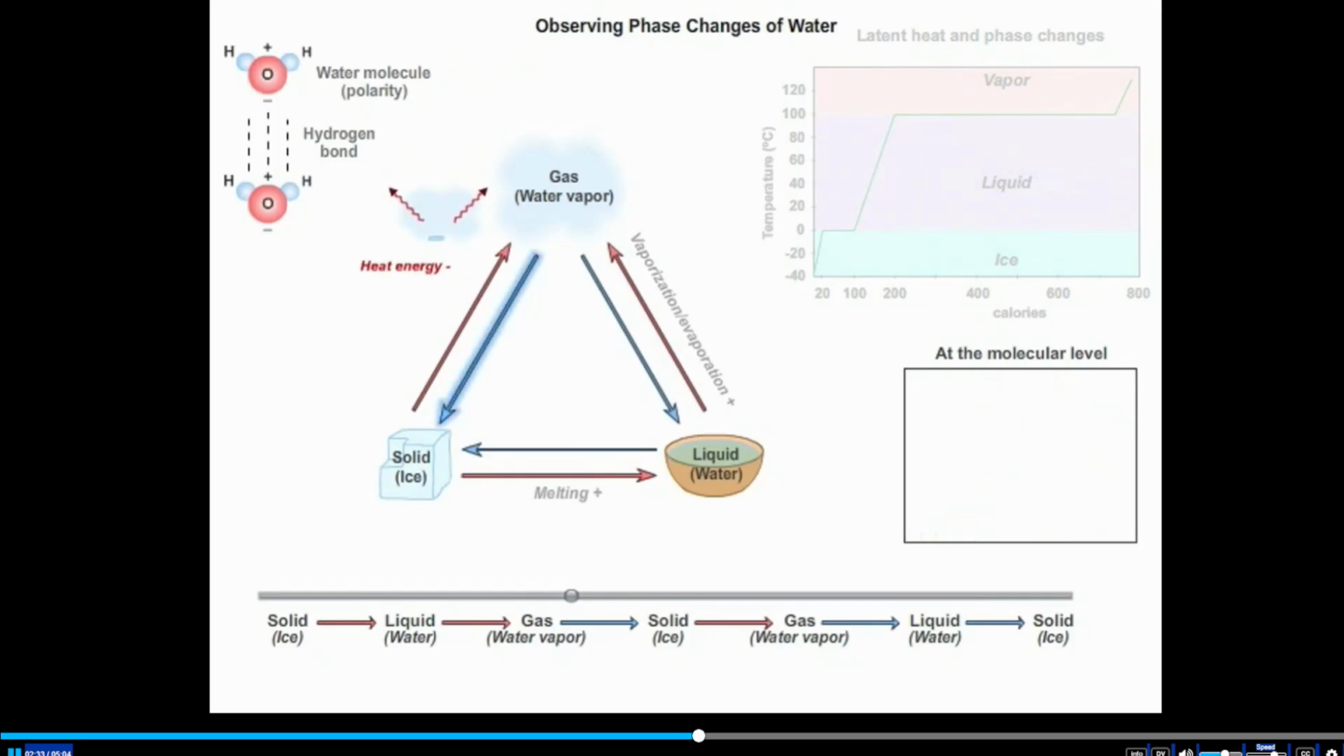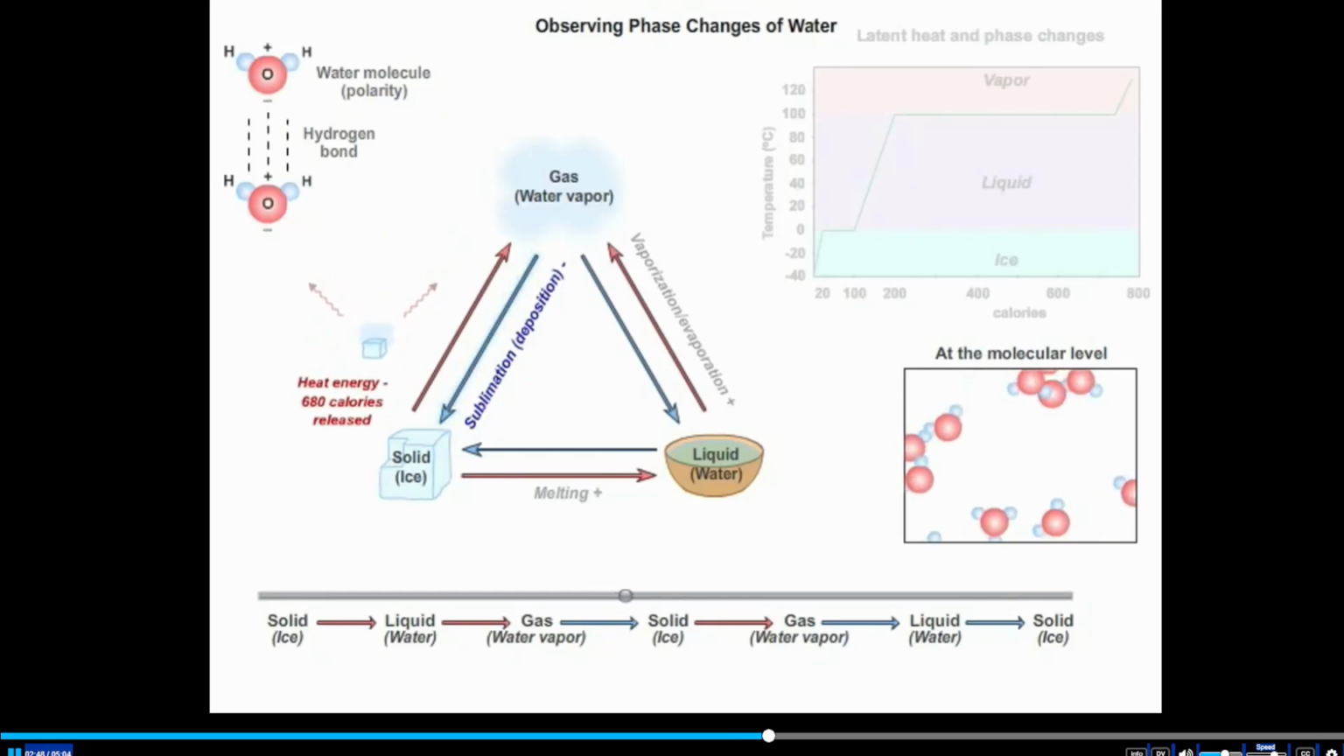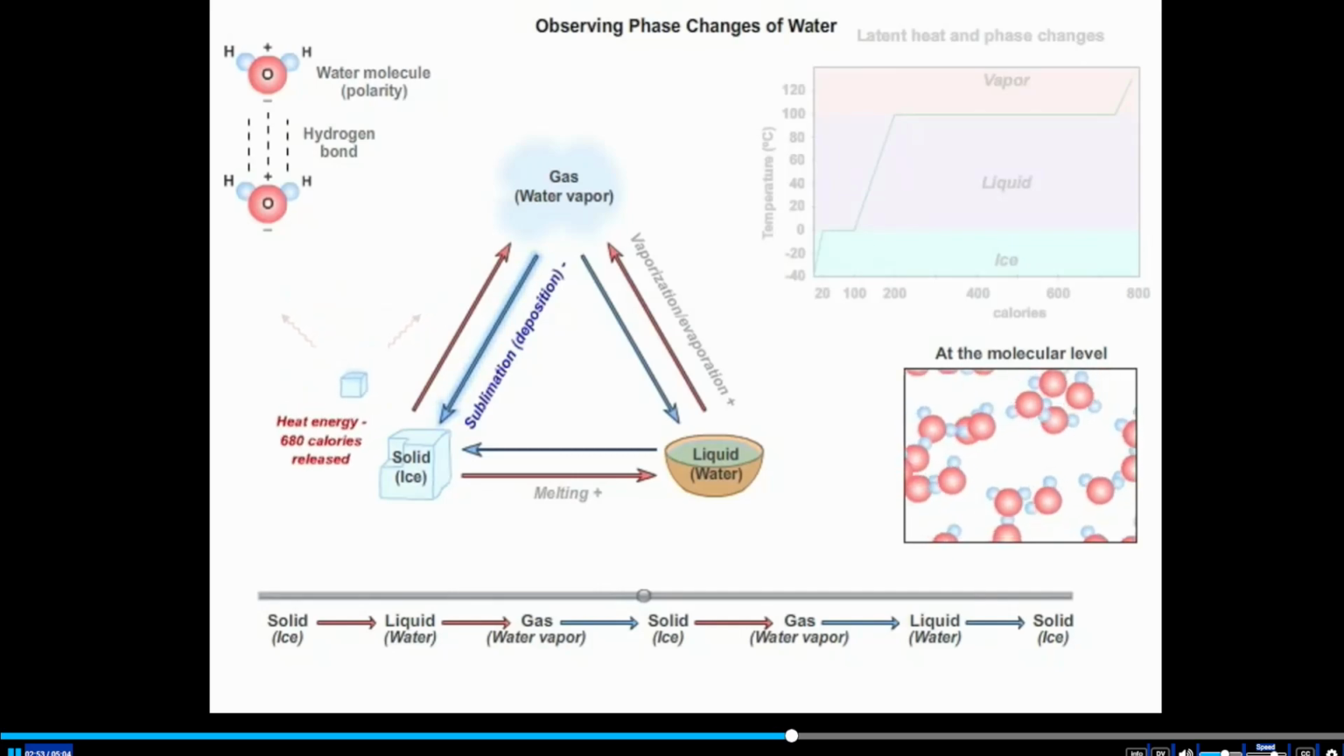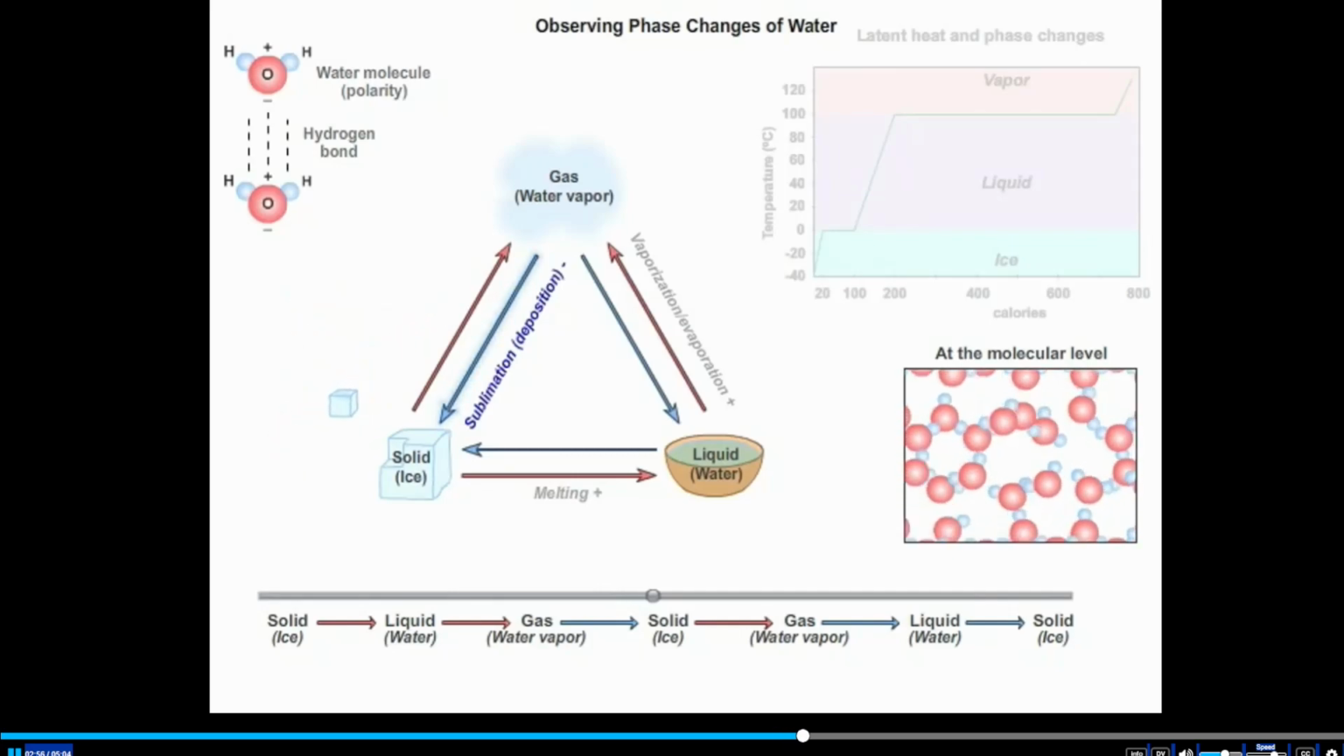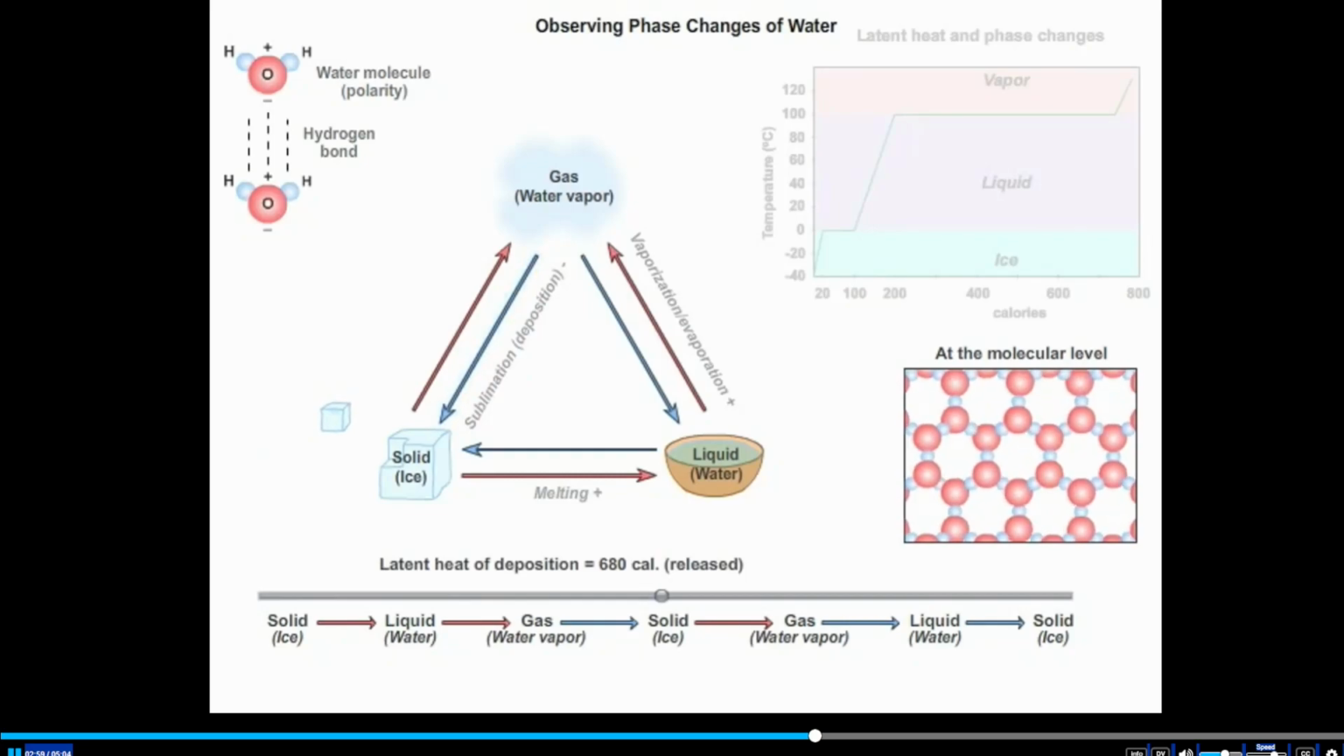As the animation continues, we see another phase change, the direct freezing of water vapor into ice. This process is called deposition, or simply sublimation. If the water vapor is at a temperature of 100 degrees Celsius, about 720 calories of latent heat must be released in order for this process to occur. Notice in the molecular view that as latent heat is released and ice forms, the water molecules lose some of their kinetic energy so that the hydrogen bonds can again form between the water molecules.